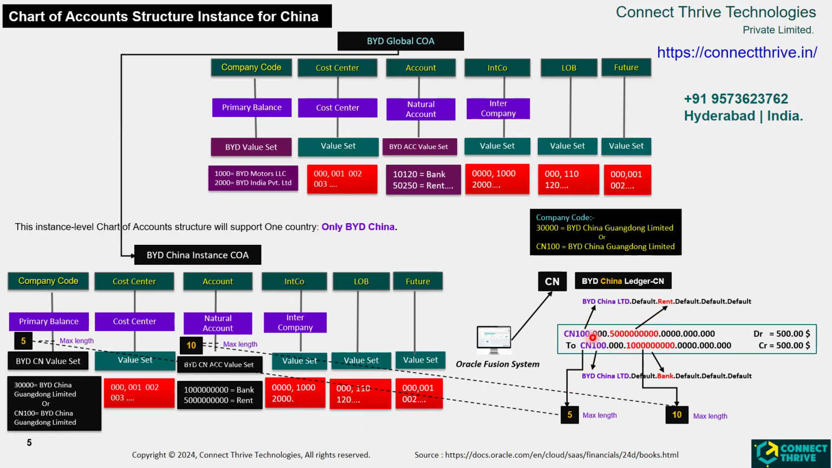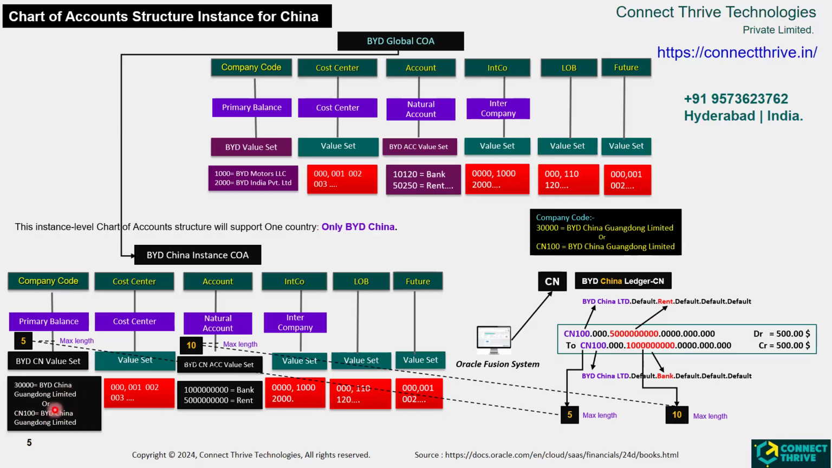While I am entering this transaction at the instance level, in the China instance-level chart of accounts structure, we updated our new value set code, which we created specifically for China. That is the BYD China account value set code. Here we give a maximum length and maintain the China-specific value set values. So, 10 digits for bank account and rent account, and here we can maintain 5 digits, whether a numeric value or an alphanumeric value, based on the requirement.